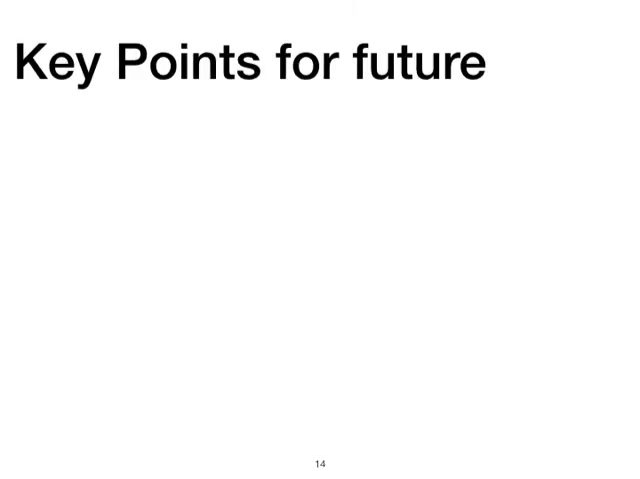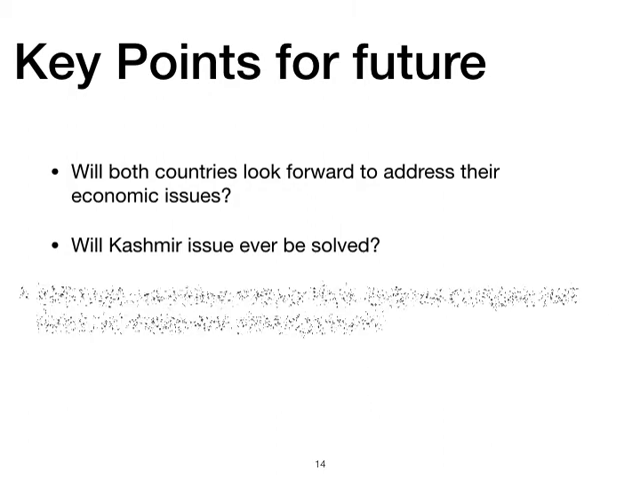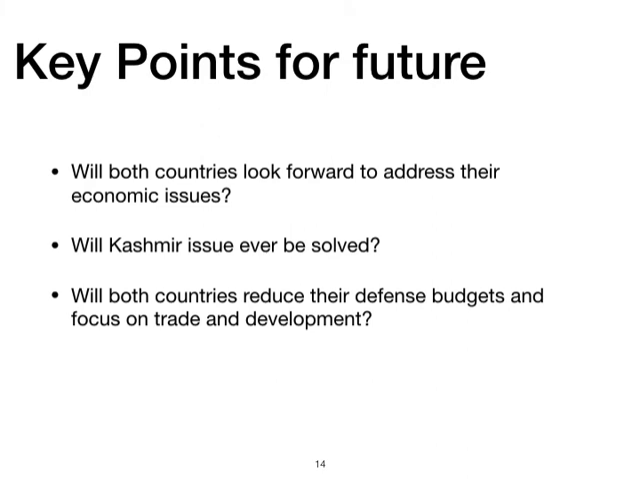So, looking at the key points for the future, will both countries look forward to address their economic issues? We just discussed the most important issue between the two countries, economics. They have to look into it, they have to talk about it. And then, will the Kashmir issue ever be solved? Do you think the Kashmir issue can be solved? Will both countries reduce their defense budgets and focus on trade and development? Is that possible? Because there's a lot of escalation in Kashmir and the border issues, and both countries need to look into it, because that's also putting a lot of burden on the economy.